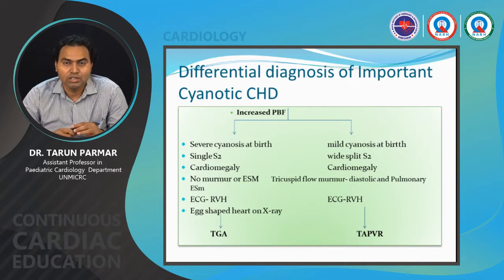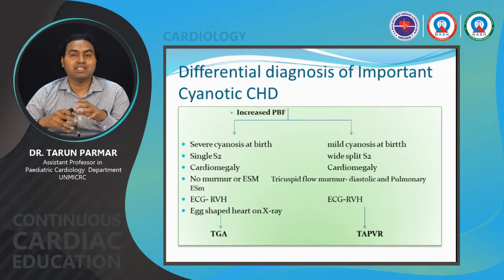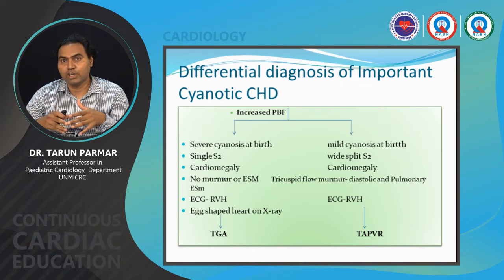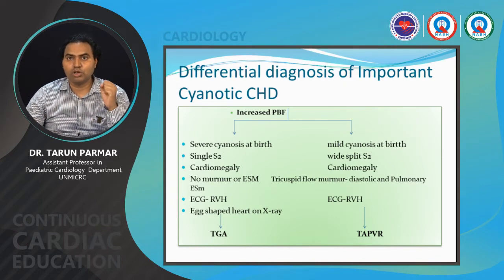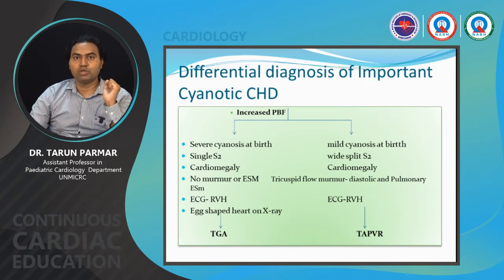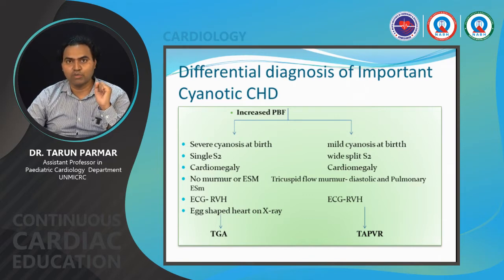This is not foolproof, but these are some of the clues that will differentiate one CHD from another. In the TAPVC situation, there is mild cyanosis at birth, wide split S2, cardiomegaly, then a tricuspid flow murmur or diastolic and pulmonary murmur. ECG shows right ventricular hypertrophy. Then you are dealing with the TAPVC situation.